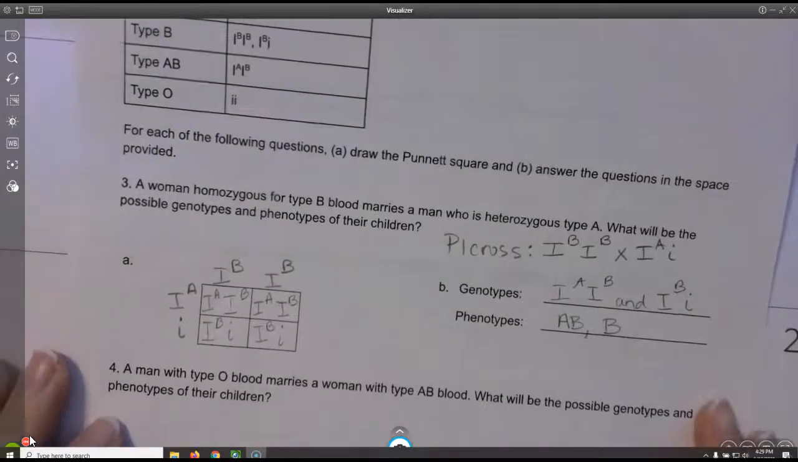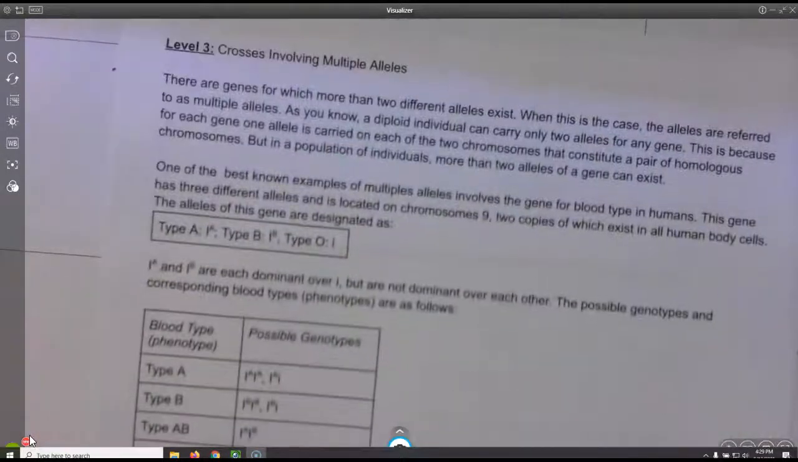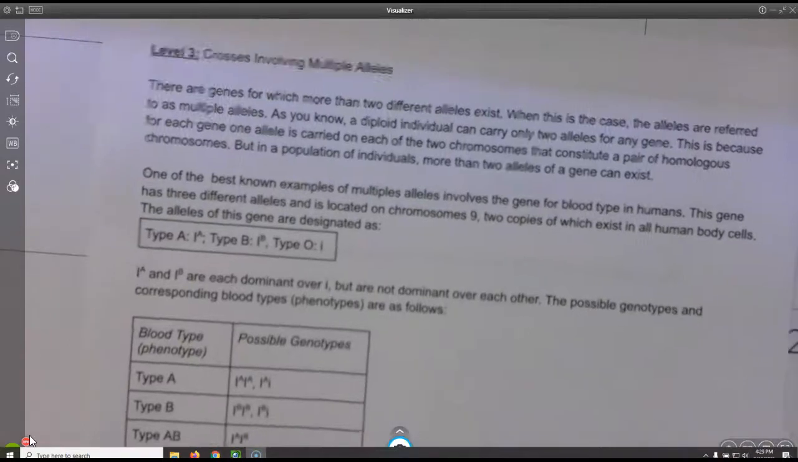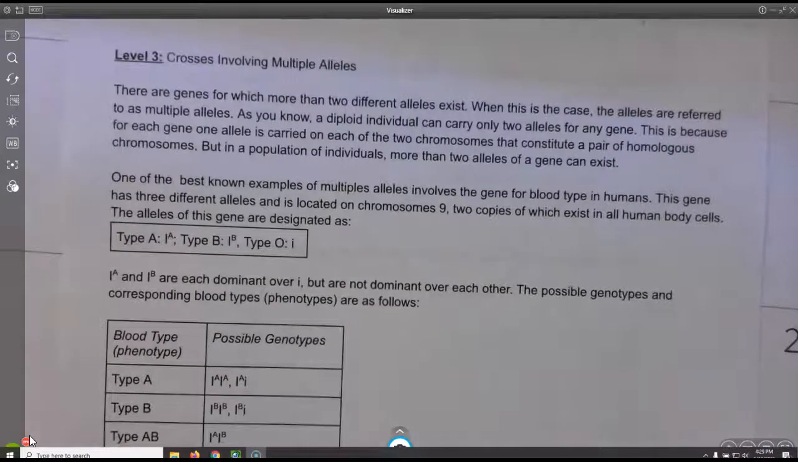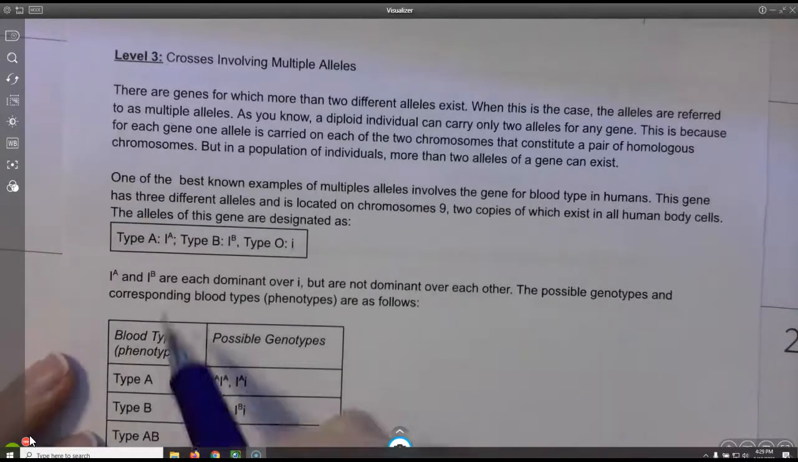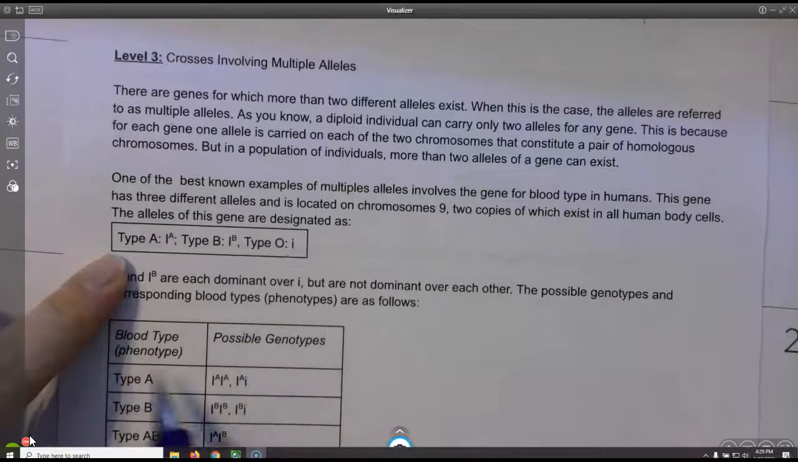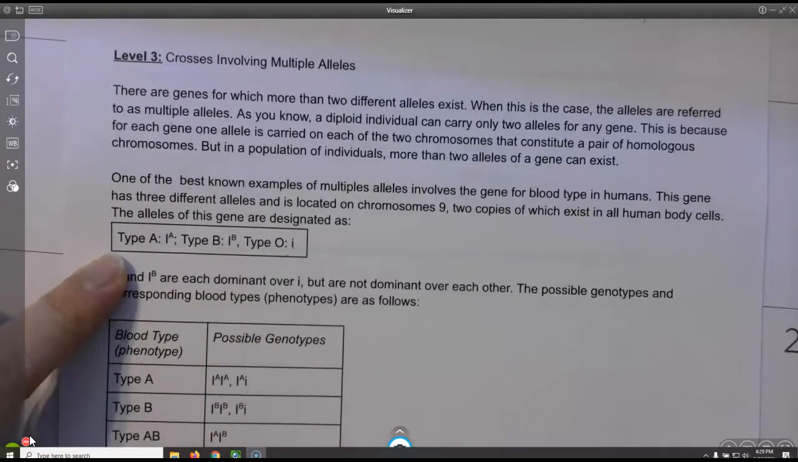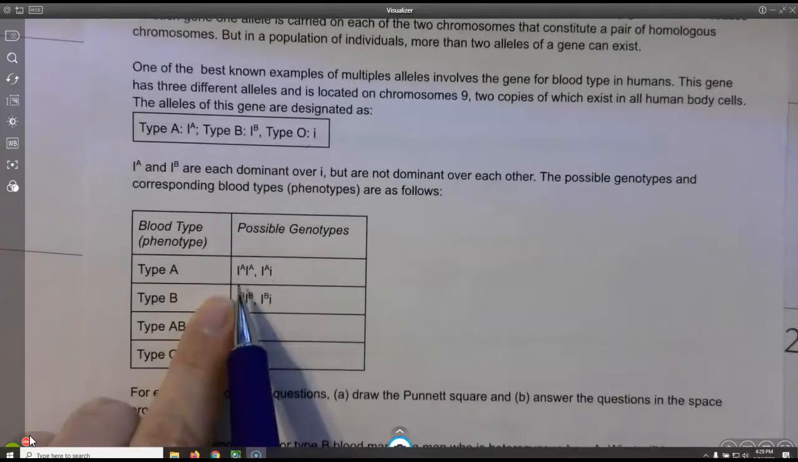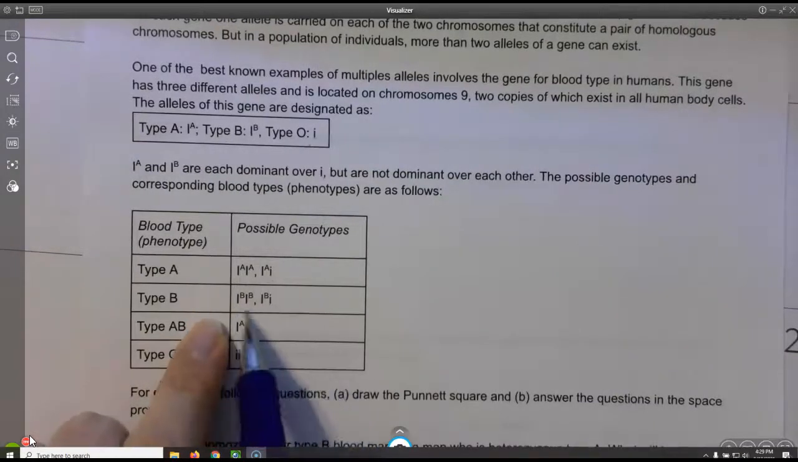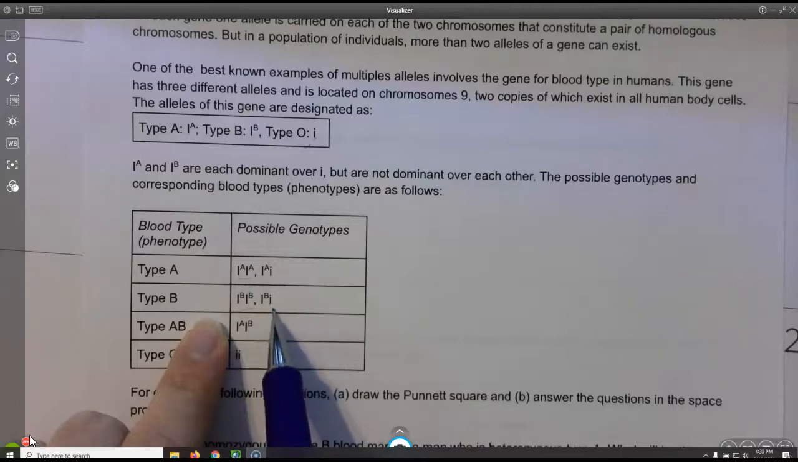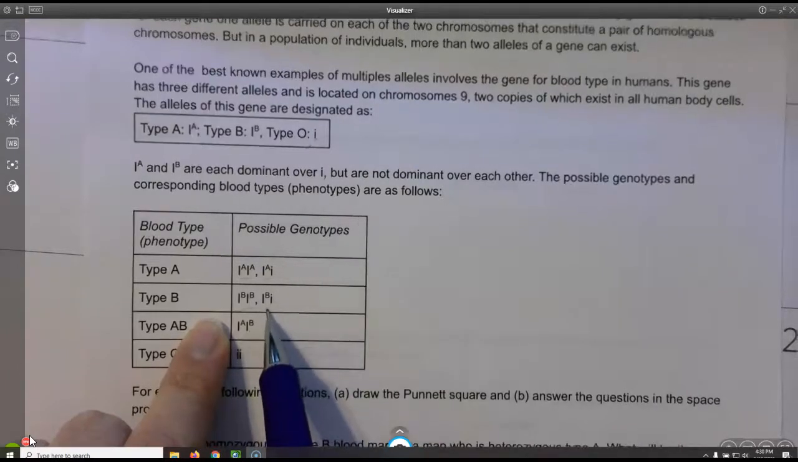Number 3. We did number 3 in class. If you were in first period, you did not have the updated multiple alleles part. So I've given you the alleles, the phenotypes and the genotypes for each phenotype. Notice that for type A and B, there is a homozygous version where it's IB and IA for type A, but there is also a heterozygous version where you have IA and the O allele. The O allele is your little i. So the same for A and B, okay?